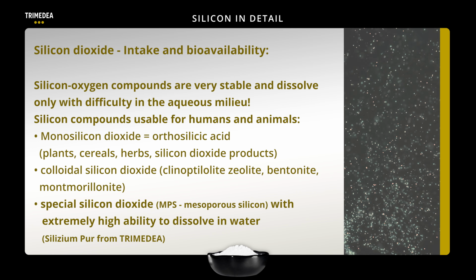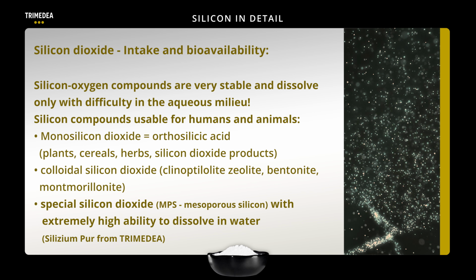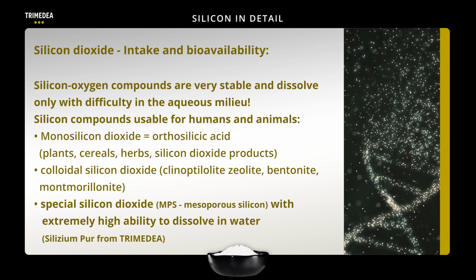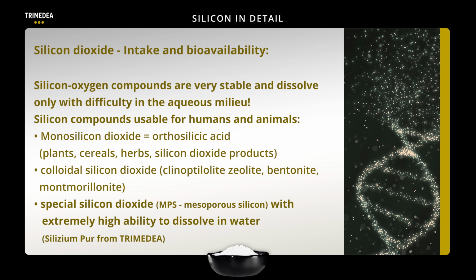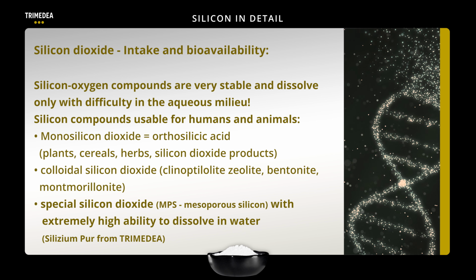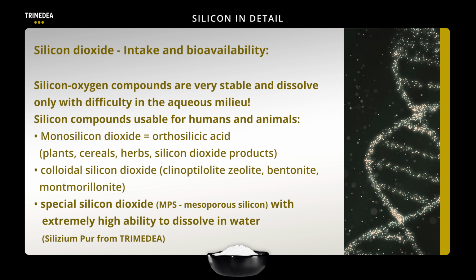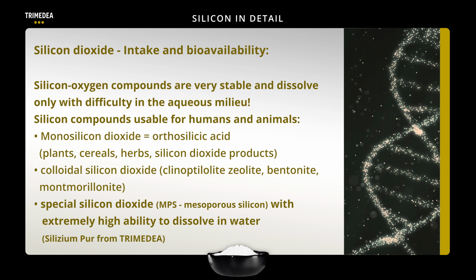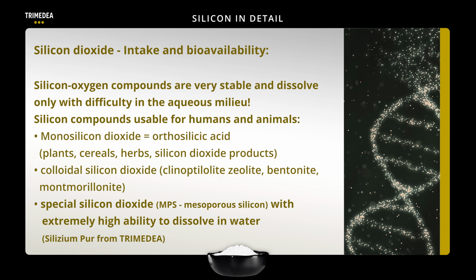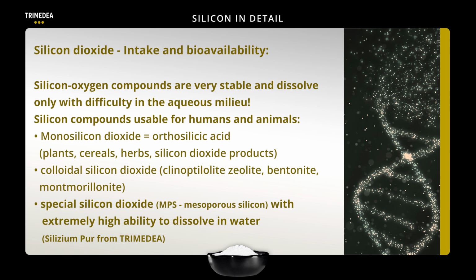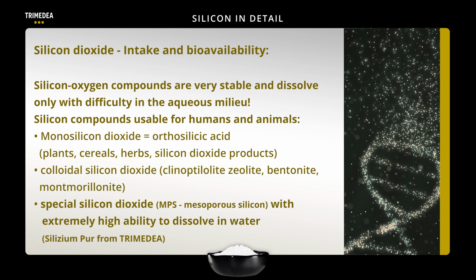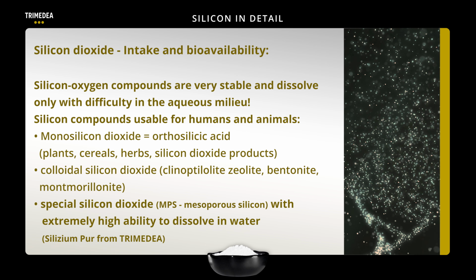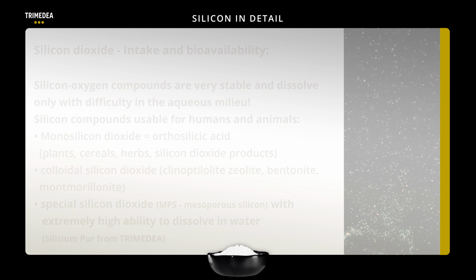Silicon dioxide, intake and bioavailability. Silicon oxygen compounds are very stable and dissolve only with difficulty in water. Silicon compounds that are usable for humans and animals are monosilicon dioxide or orthosilicic acid, which can be found in plants, cereals, herbs, or silicon dioxide products. Colloidal silicon dioxide, which is found in clinoptilolite zeolite, bentonite, and montmorillonite, or special silicon dioxide or mesoporous silicon, which dissolves extremely well in water, such as silicon pure from Trimedea.